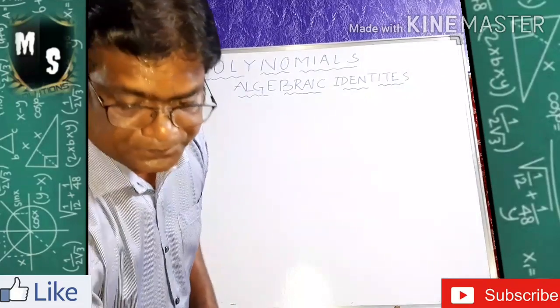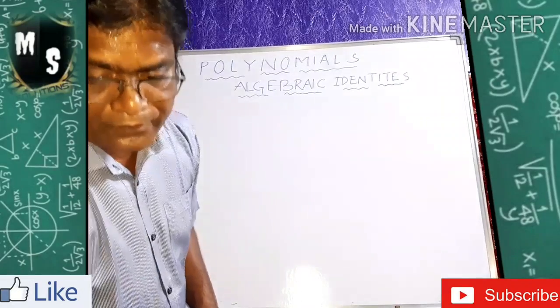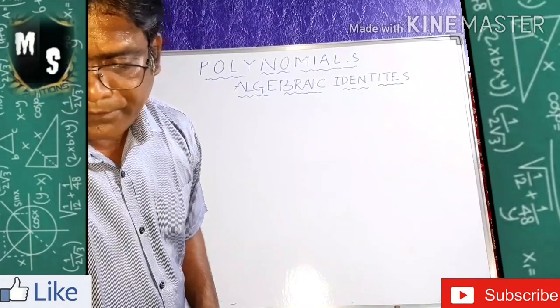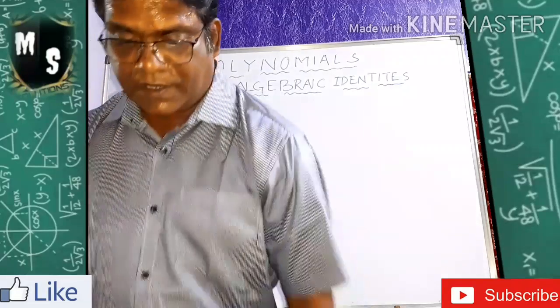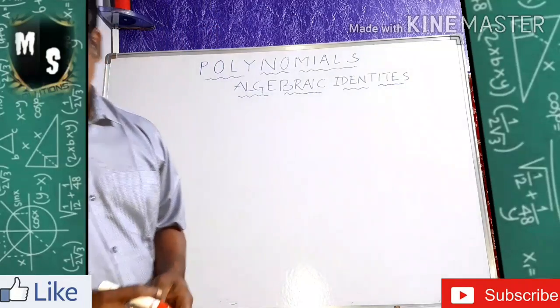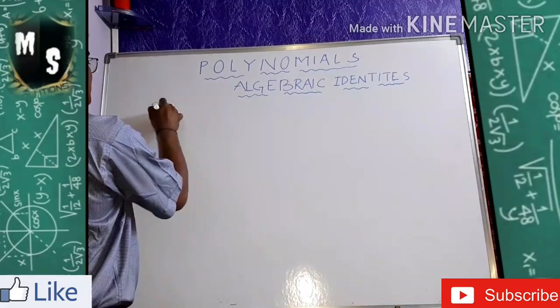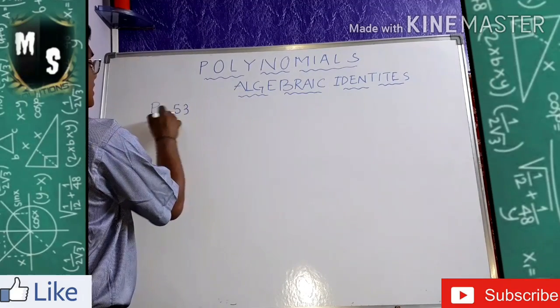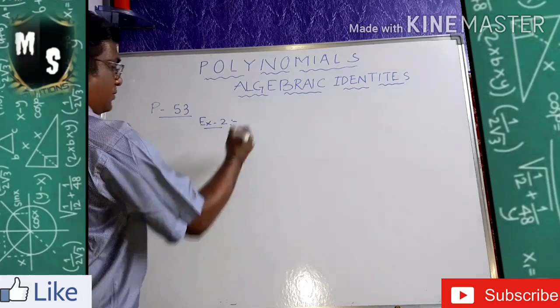That is page number 53. I am doing some sums for you. As you see, that is example number 22, page number 53, and example 2. These sums I am going to do for you now.